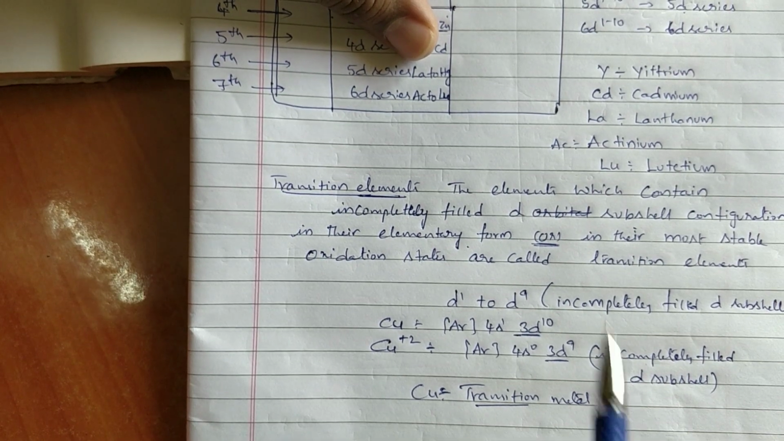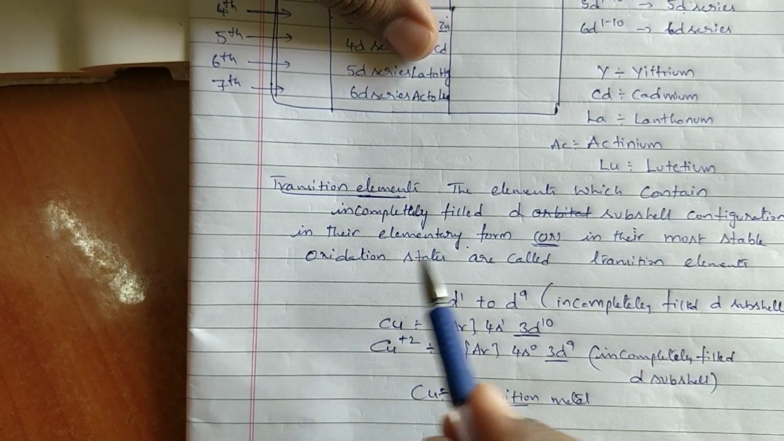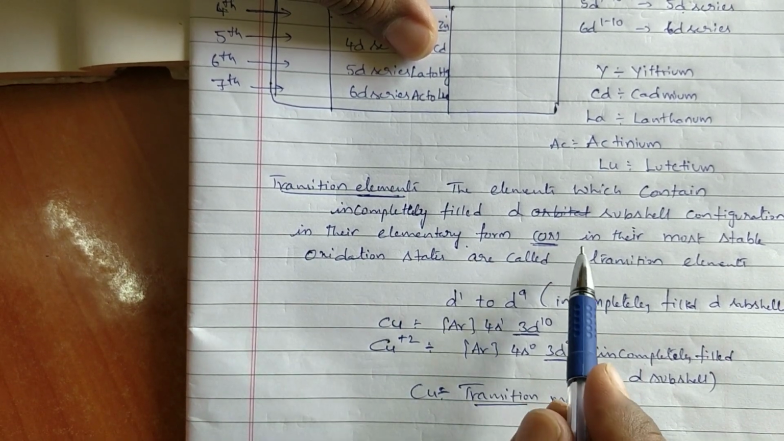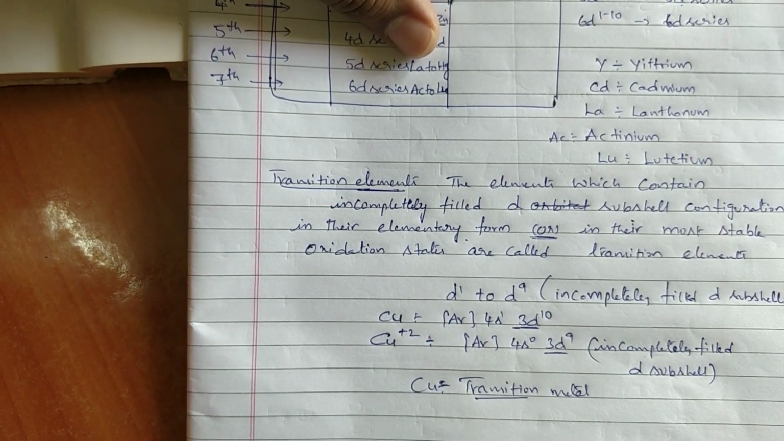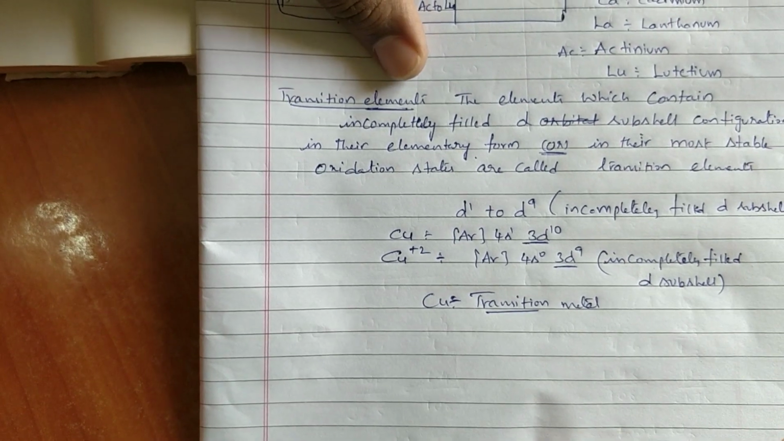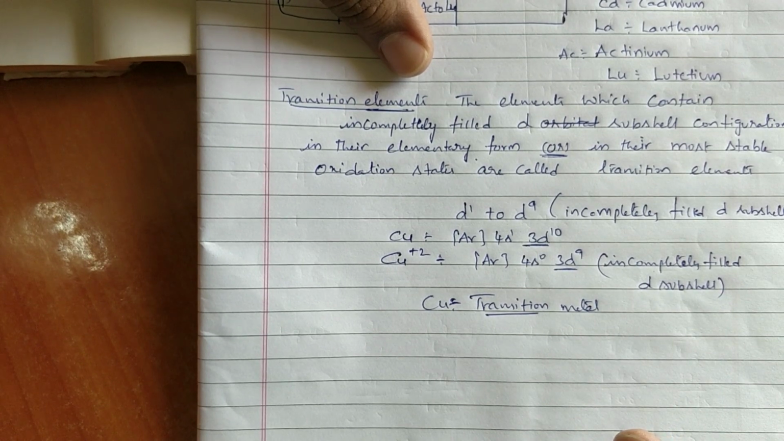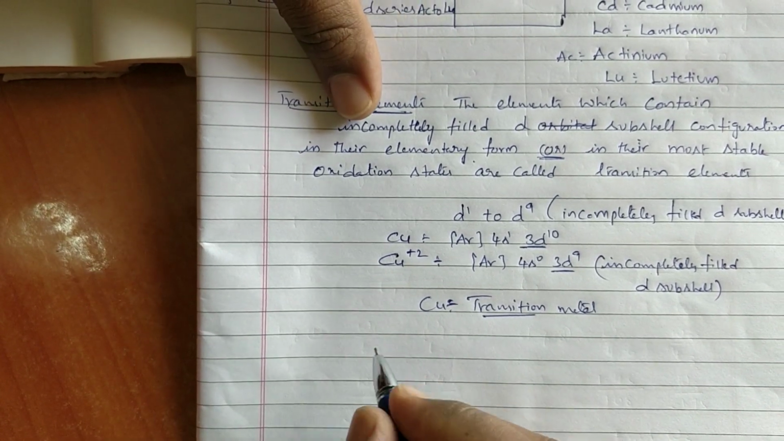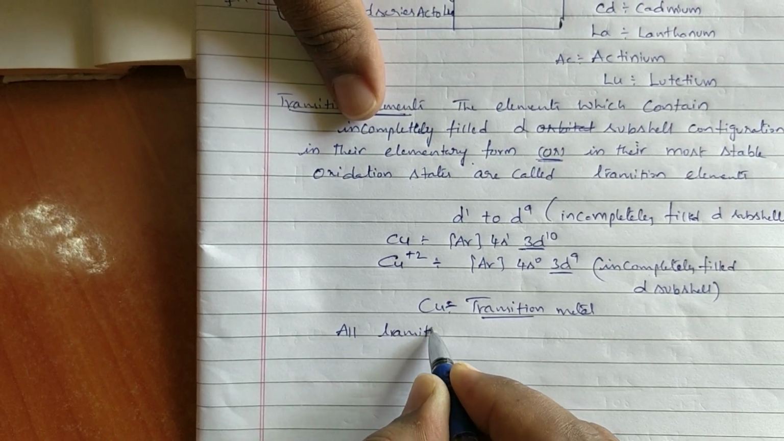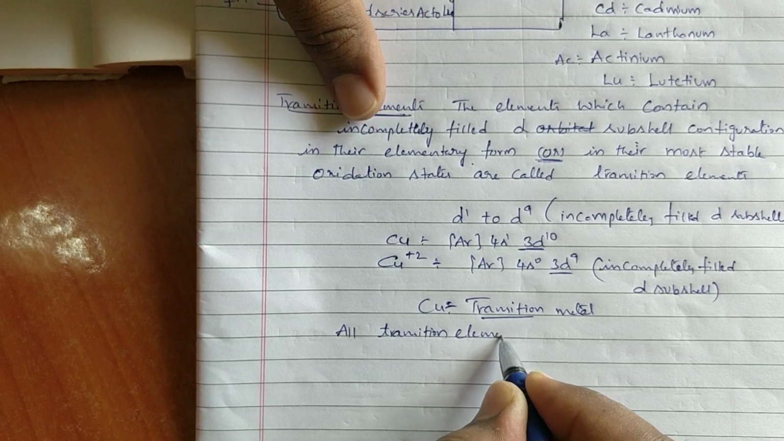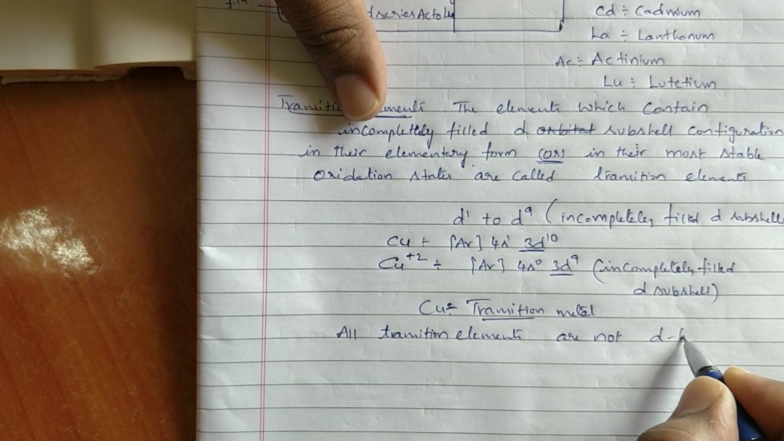Once again, the elements which contain incompletely filled D subshell configuration in their elementary form or in their most stable oxidation states are called transition elements. That's why copper is a transition element, and along with that it is a D block element. All transition elements belong to the D block, but all D block elements are not transition elements.